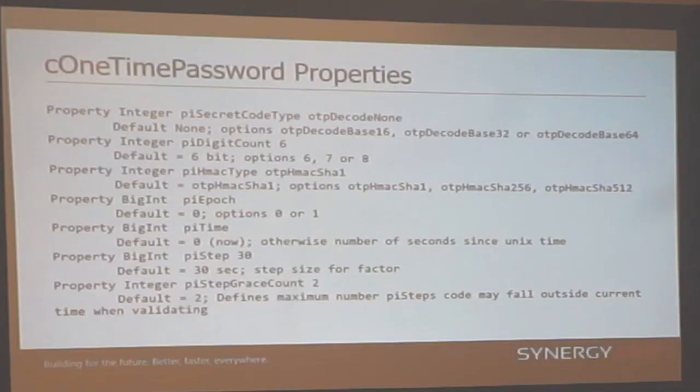There's also a step size. By default, the period a code is valid is 30 seconds. You can make it a minute. You can make it shorter, longer, whatever you like. The default is 30. That's what most applications do.